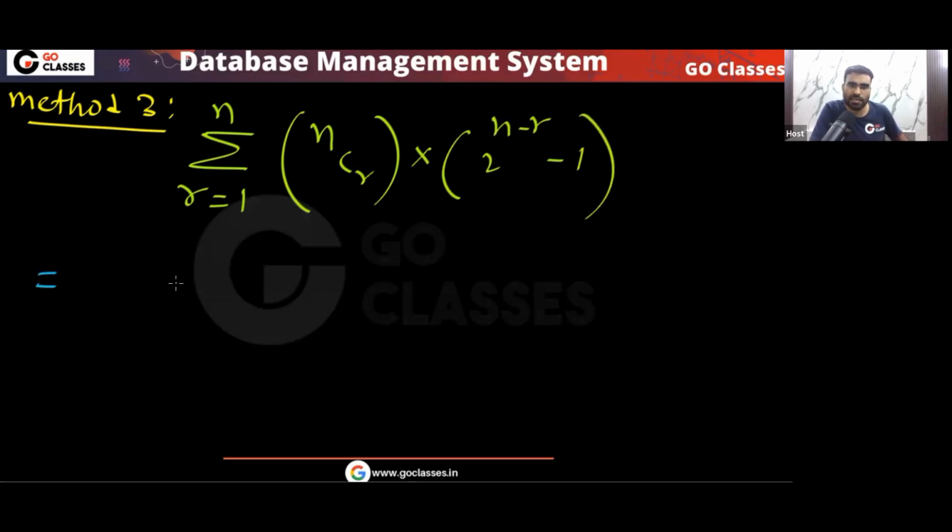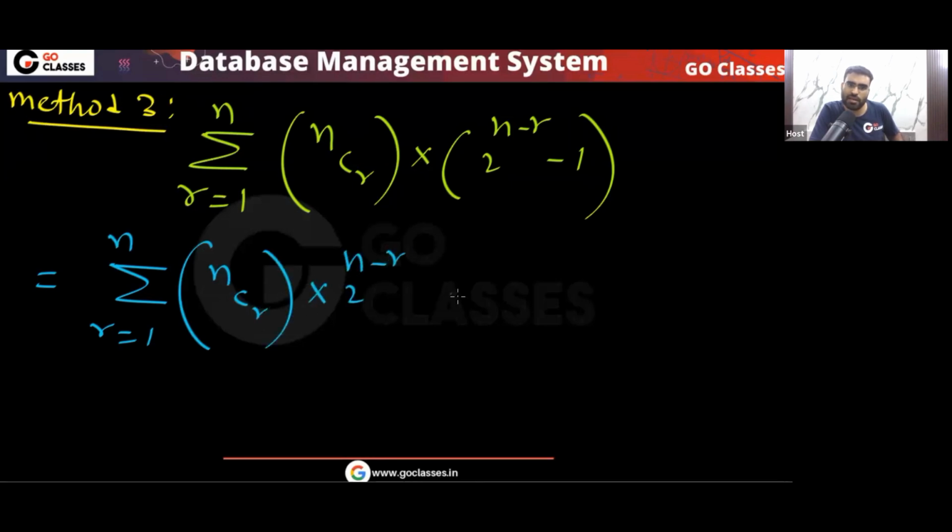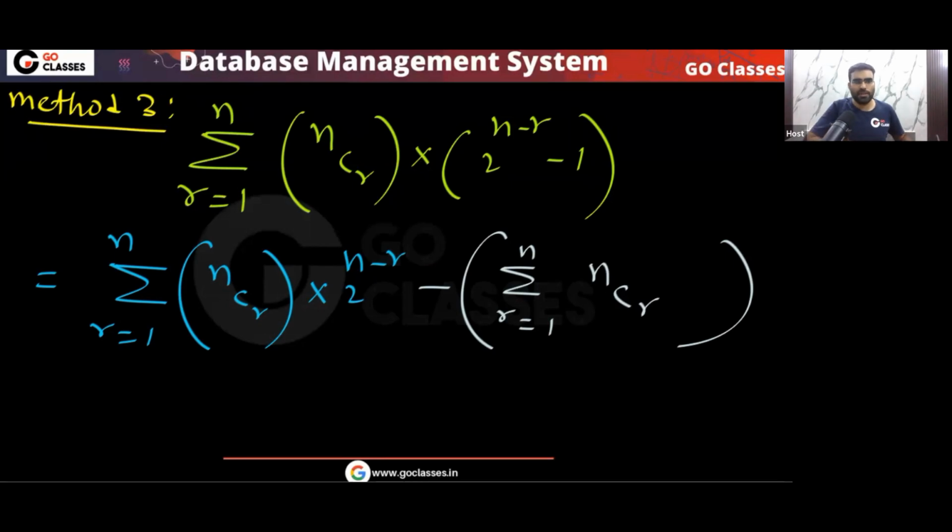The same thing, I can multiply this inside. So can I write it like this: summation of r equal to 1 to n of ncr multiplied by 2 power n minus r, minus summation of r equal to 1 to n of ncr? Can I write like this? Please tell me. See, very simple. This ncr I am multiplying inside, so if I multiply it with this, it gives minus ncr. Yes or no? Is this clear? So I can write it separately.